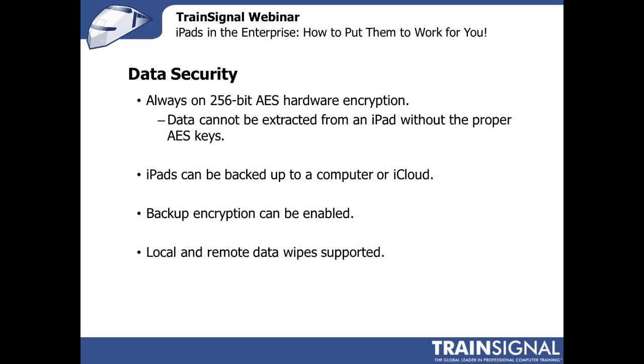Backup encryption. The backups that we can create can be created clear text, but that probably doesn't work for most organizations. It would allow the content of the device to now be looked at through the backup, and that AES encryption wouldn't protect us anymore. But you can turn encryption on so that that backup file is as protected as the data itself. And local and remote data wipes.